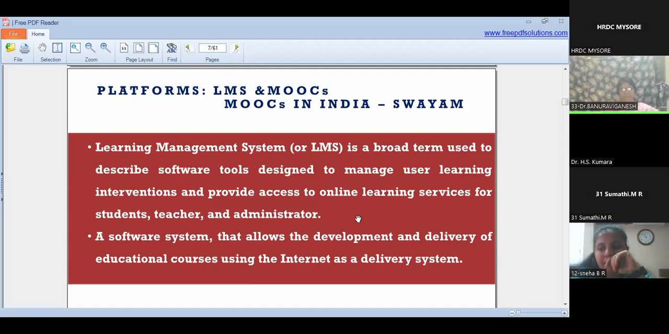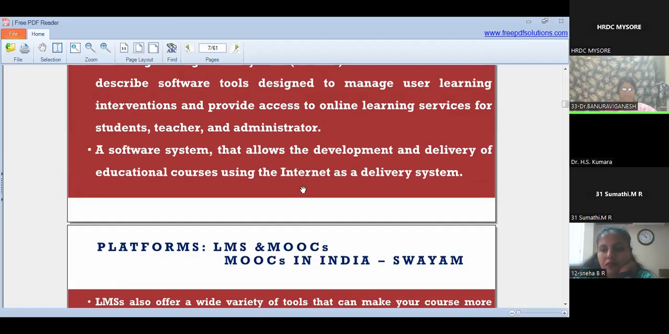Understanding this learning management system, because you are already aware, is a broader term used for describing software tools designed to manage user learning interventions and provide access to online learning services for students, teachers, as well as administrators. By and large, you working in degree colleges are probably familiar with this. The Government of Karnataka was the first state to introduce a learning management system, Karnataka LMS. Under the Karnataka LMS, you are well versed with all of this. This needs to be understood.